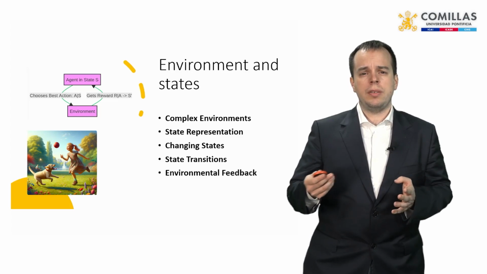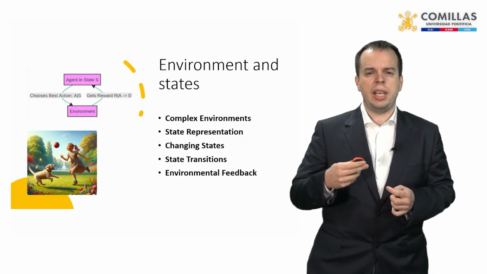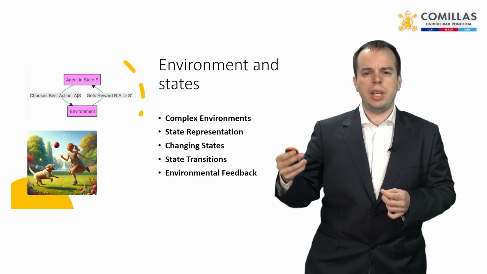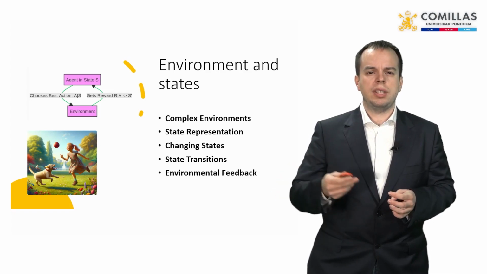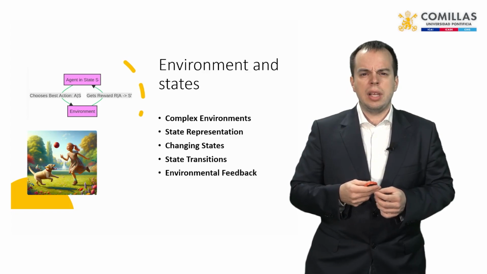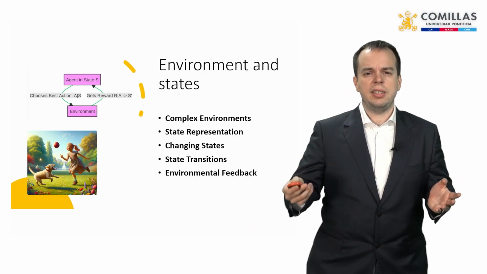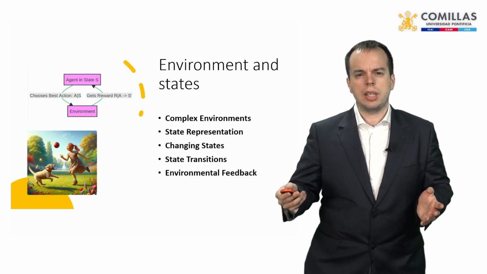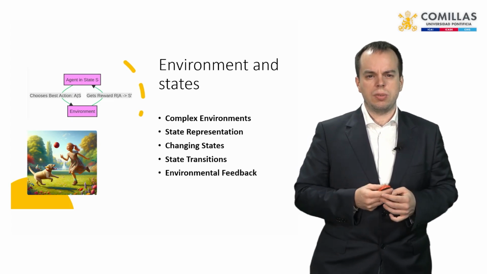And lastly, environment feedback is critical. This is the information that the environment provides back to the agent, aiding in its decision-making process. An example would be how market trends influence a trading algorithm, guiding it to make better trading decisions. In summary, understanding the interaction between the environment and states is fundamental in reinforcement learning, as it directly impacts how an agent learns and makes decisions.